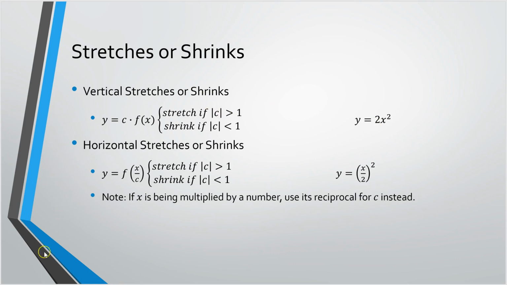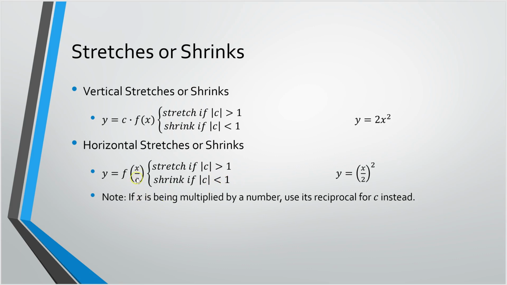For the horizontal motion, this one is confusing because it's described based on what we are dividing x by. So again, this will be directly applied to the x variable, so it'll be inside of whatever brackets or symbols that you have in the function. So this one's going to be a stretch if the absolute value of c is greater than 1, just like above, and it'll be a shrink if the number is less than 1.